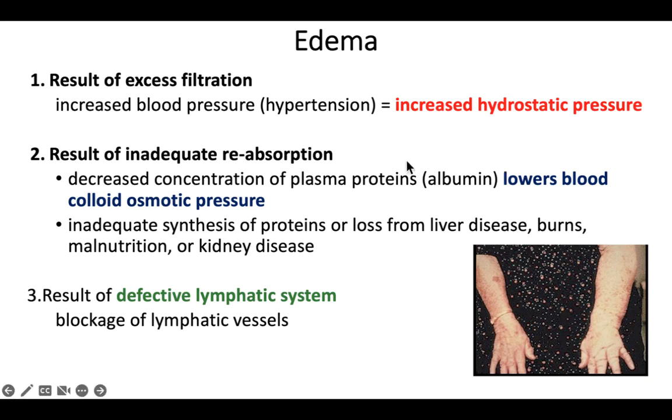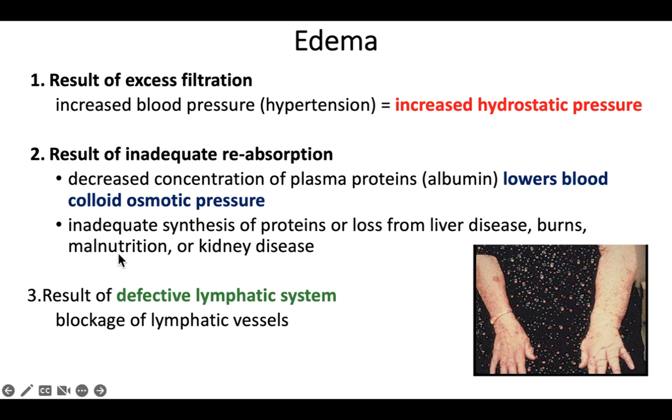Protein, if you remember, comes primarily from your liver. So if someone has liver disease, hepatitis, cirrhosis of the liver, they're not making enough albumin from their liver, they don't have enough protein to reabsorb, they can develop edema. Burn victims, this happens to burn victims as well. They develop a lot of edema due to the loss of protein in the blood.